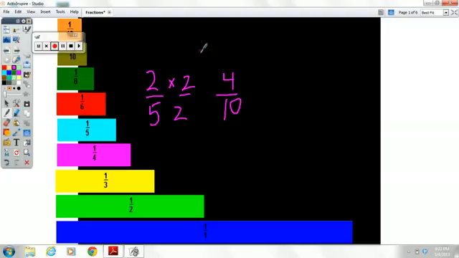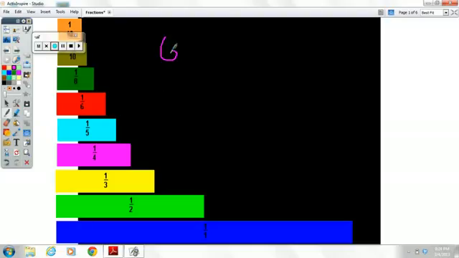Now, you could also make equivalent fractions by dividing the numerator and the denominator by the same amount. But you can't just choose any number to divide the numerator and denominator by. It only works if you find a common factor for the numerator and denominator. Let's just review what factors are for a second. If I have the number 6, I know 1 and 6 are factors of 6 because 1 times 6 equals 6. 2 and 3 are factors of 6 because 2 times 3 equals 6.